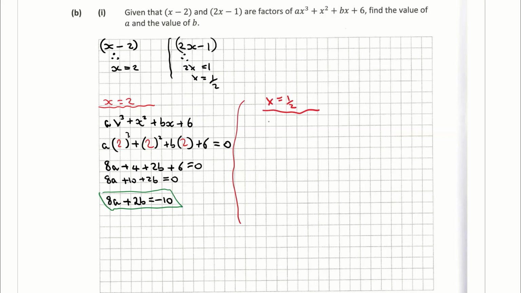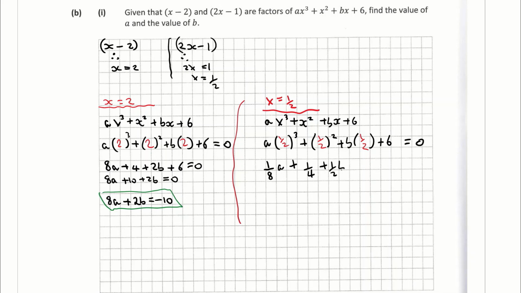I'm going to take my cubic and sub in x when it is a half. So it's going to be a times something cubed plus something squared plus b times something plus 6, and it must be a solution, so it must equal 0. I'm subbing in my half. A half cubed is 1/8, so that's giving me an 8a, or a over 8, whatever way you want to write it, plus a half by half is a quarter, a half by b is a half b, or b over 2, plus 6 is equal to 0.